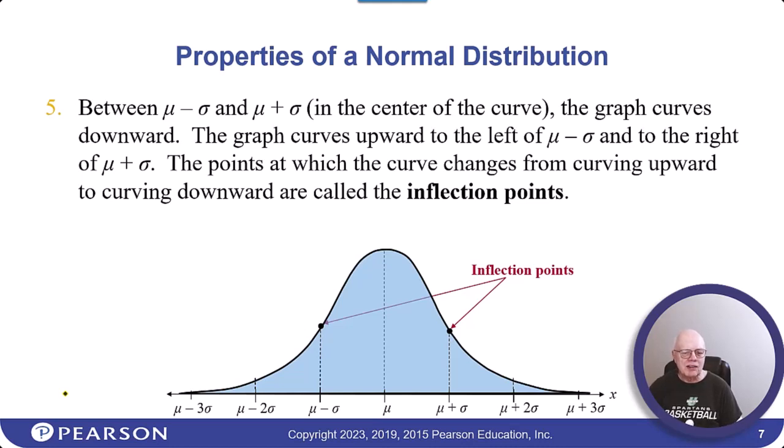A couple of other things to remember. This is a normal curve in general. There's the mean right in the middle. Now you've got some other interesting things. We've talked about standard deviations, and going from that center point right here, if you go to the right or to the left exactly one standard deviation, there are two special points. These are called inflection points.